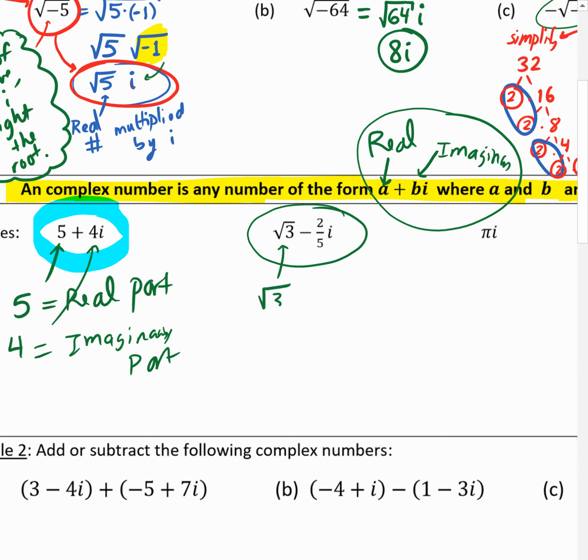So the square root of 3, that'll be the real part. And then the coefficient of i is actually not just 2/5, but negative 2/5. That'll be the imaginary part, because that's the coefficient of i, the imaginary number.